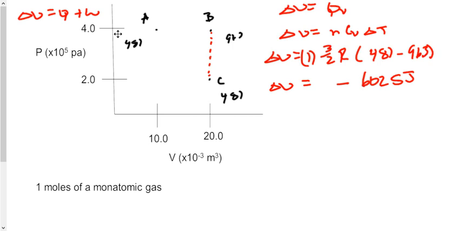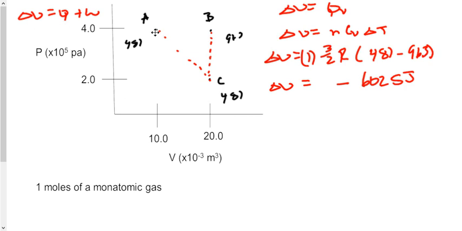All right, what about the last change? If we go from A directly to C. So I'm trying to draw that dashed line there. Well, we see that pressure and volume are both changing. So how do we handle that? Well, again, our equation is delta U equals Q plus W, right?